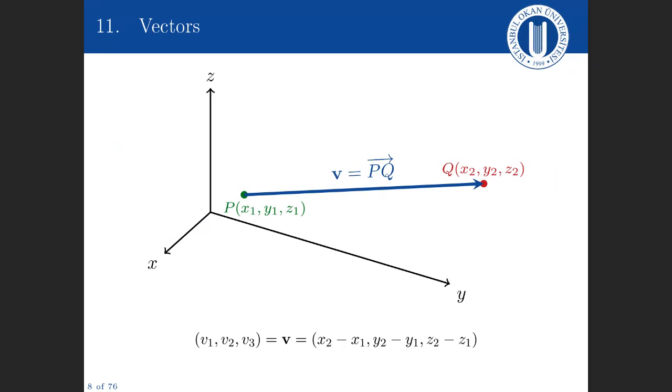Here is a picture of a vector. This vector has initial point P and terminal point Q. So we could call this the vector PQ, or if we wanted to, we can call this the vector v. The component form of this vector is v1, v2, v3. We can calculate this by doing terminal point minus initial point. We can do x2 minus x1, comma, y2 minus y1, comma, z2 minus z1.